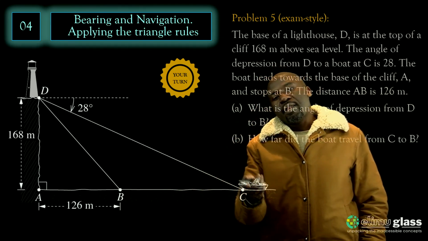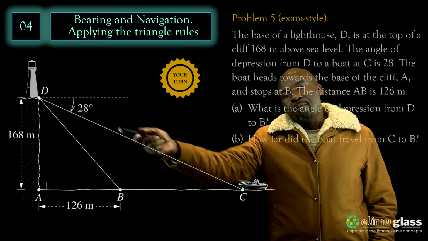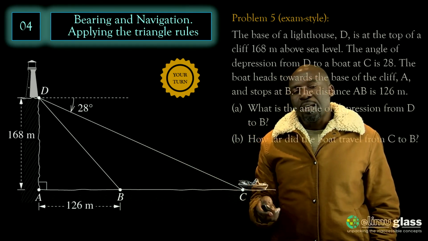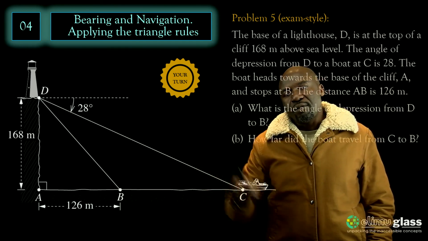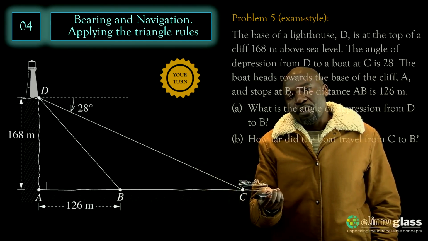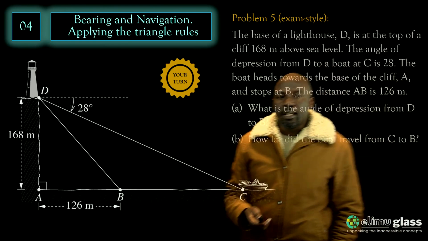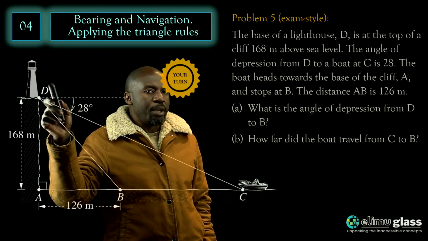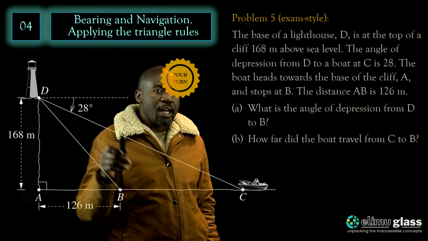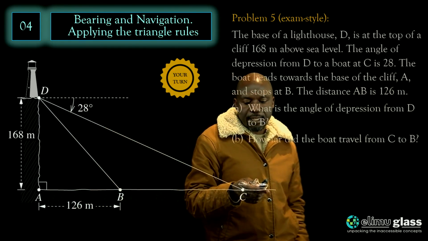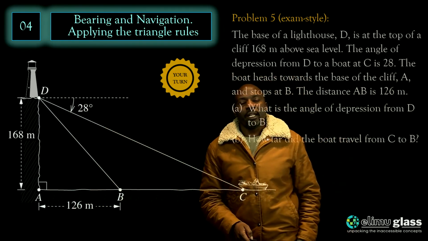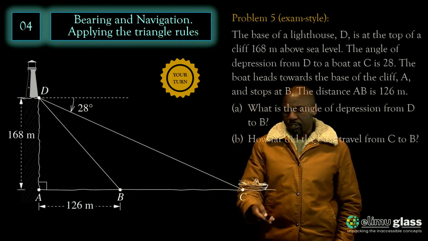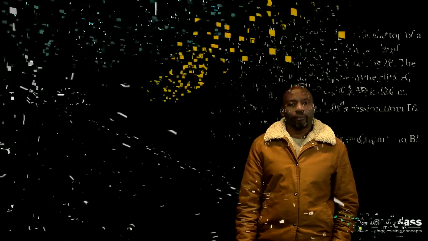So we can say the angle of elevation of the base D there, the base of the lighthouse, the angle of elevation of the base from the ship is 28, just like the angle of depression of the ship from the base of the lighthouse is also 28. So try that out and let's see what you get. You're still using trigonometric laws to solve this problem.